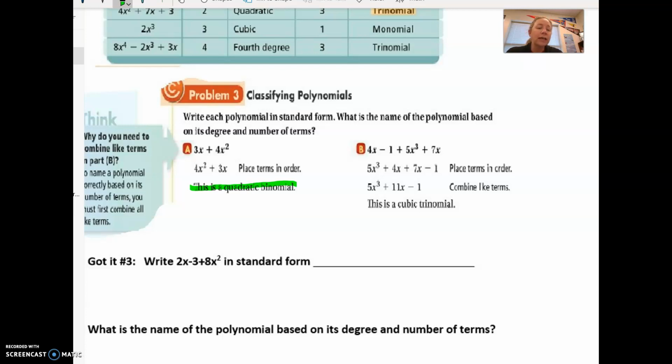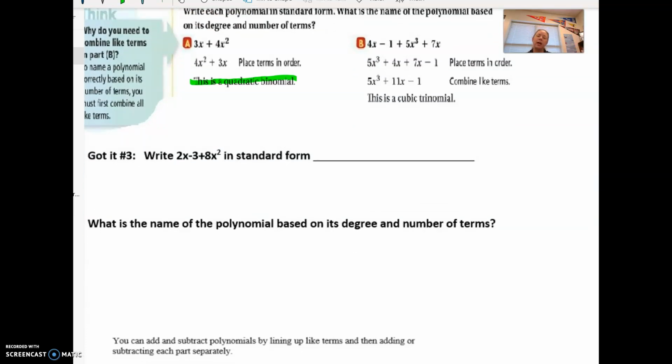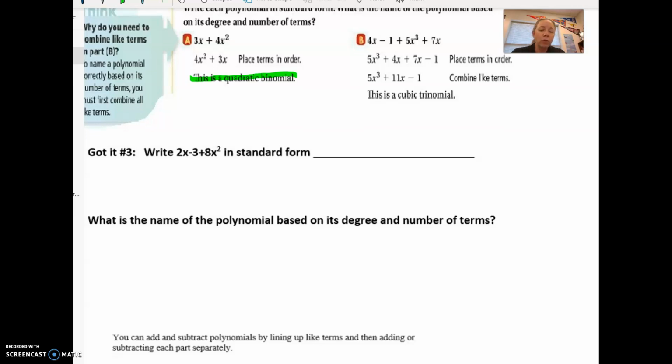The next one, again, it's nice to put it in order. And if there are any like terms, we should probably combine those together, simplify it. Then we can name it. So in this example, 3 is the degree, so that's cubic. And it also has 3 terms, so it's a trinomial. So we would call it a cubic trinomial. So here in the next few examples, again, you could pause it, go ahead and try number 3 here, and then we can move on from there.